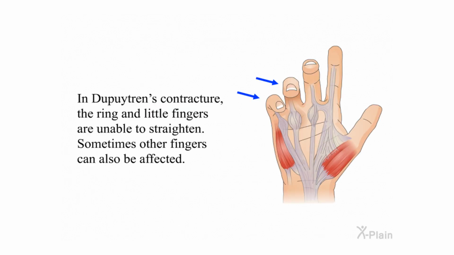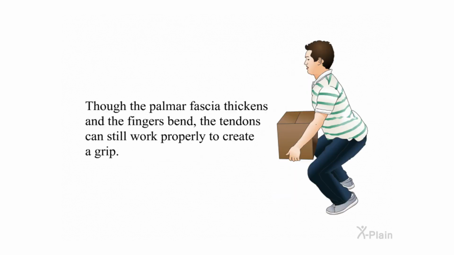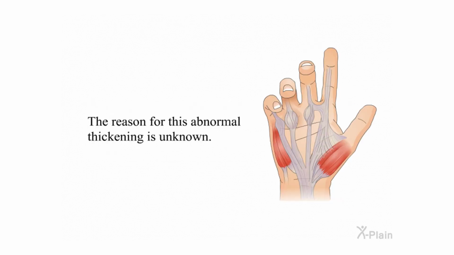Symptoms and their causes. In Dupuytren's contracture, the ring and little fingers are unable to straighten. Sometimes other fingers can also be affected. This is caused by the thickening of the palmar fascia, mainly in the area of the ring and little finger. Though the palmar fascia thickens and the fingers bend, the tendons can still work properly to create a grip. The reason for this abnormal thickening is unknown.